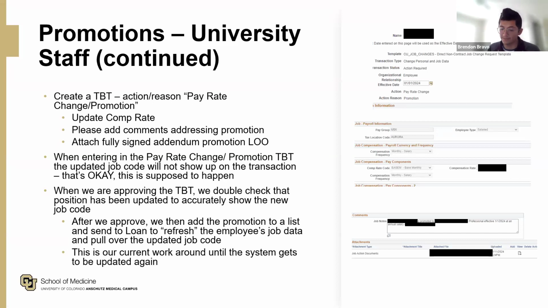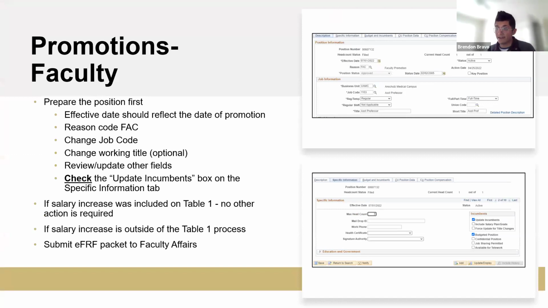So that's staff promotions. And now we're going to move on to faculty. Faculty is a little bit different. The effective date for a faculty promotion should be the date it's actually occurring. So if this one's happening July 1st, 2022, that's the effective date it should be. And the reason code for that one should be FAC instead of PRO.